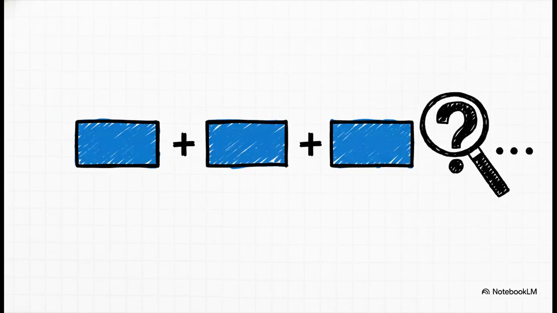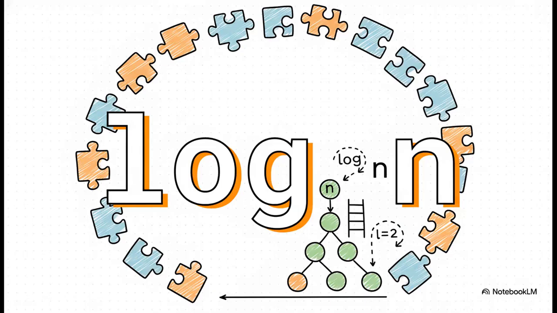So now, calculating the total cost becomes almost trivial. It's just n plus n plus n over and over again. The only question left is, well, how many levels are there? And that's the final piece of our puzzle. How deep does this tree go? Well, at each step, we're cutting the problem in half.